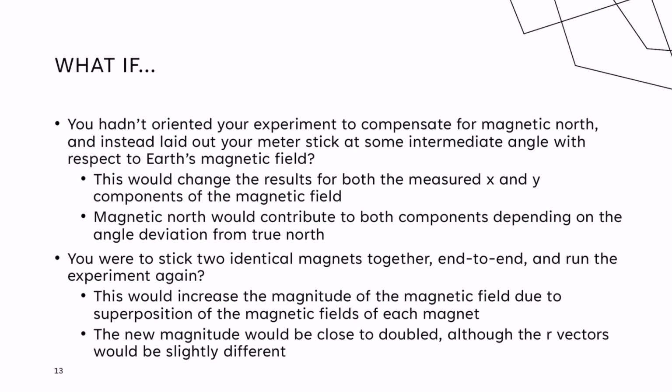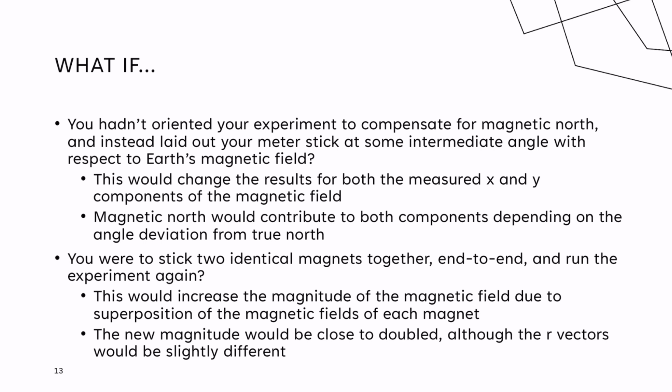So for the what if: you hadn't oriented your experiment to compensate for magnetic north and instead laid out your meter stick at some intermediate angle with respect to Earth's magnetic field. This would change the result for both the measured x and y components, and it would contribute to both components depending on the angle deviation from true north.